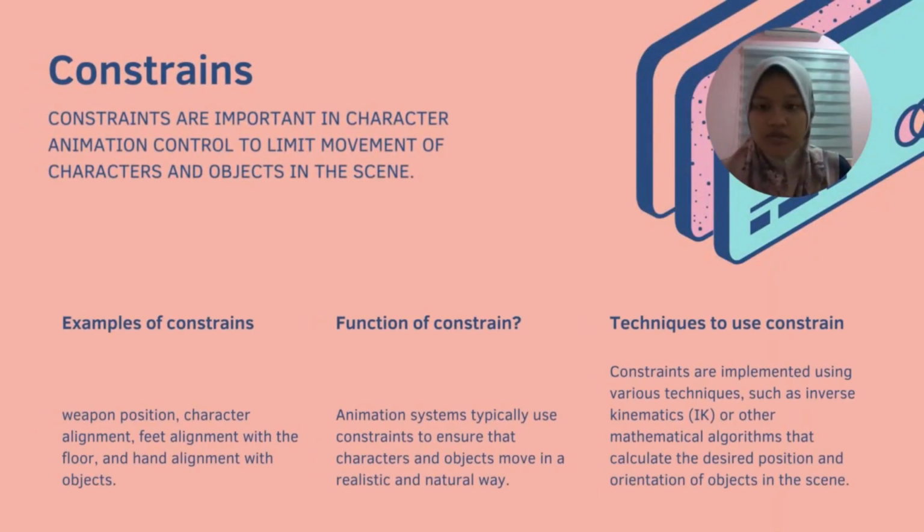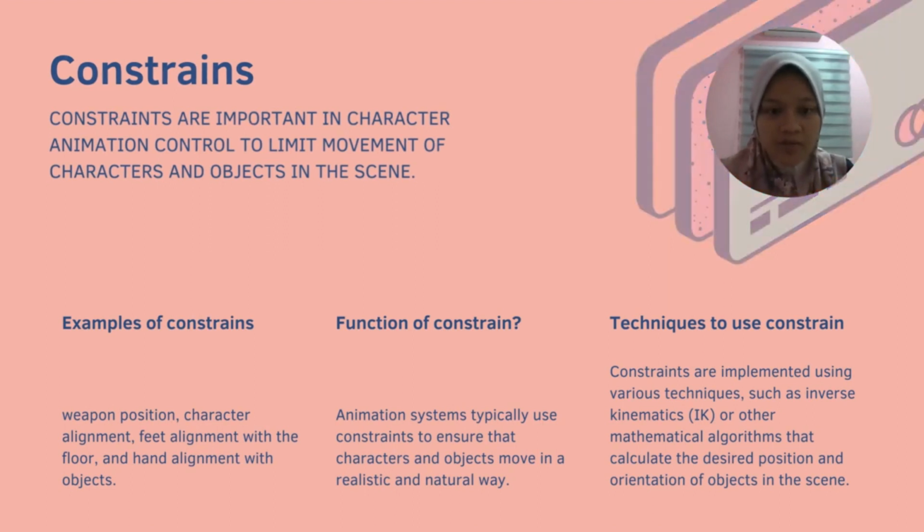And next is constraints. Constraints are important in character animation control to limit the movement of characters and objects within scenes. Examples of constraints are weapon position, character alignment, feet alignment with the floor, and hand alignment with an object. The animation system typically uses constraints to ensure the characters and objects move in a realistic and natural way. The technique to use constraints is to use various methods such as inverse kinematics (IK) or other mathematical algorithms.